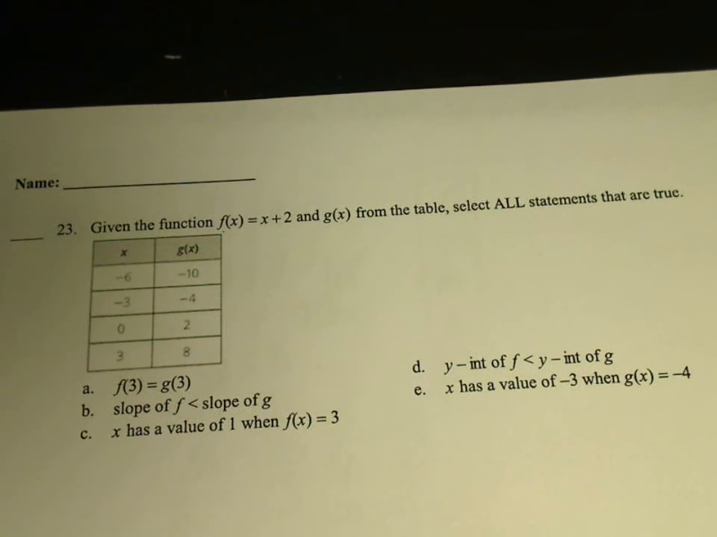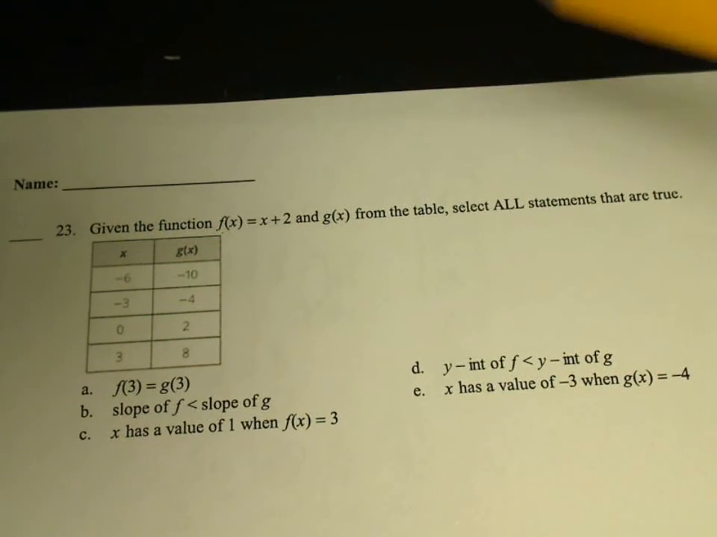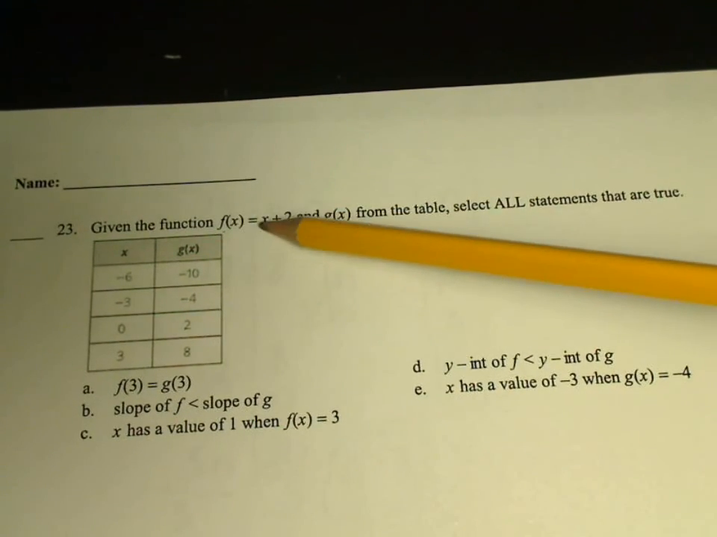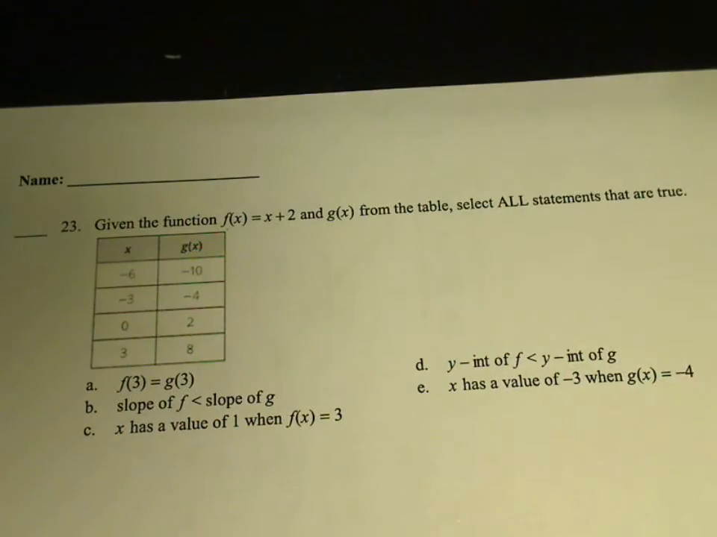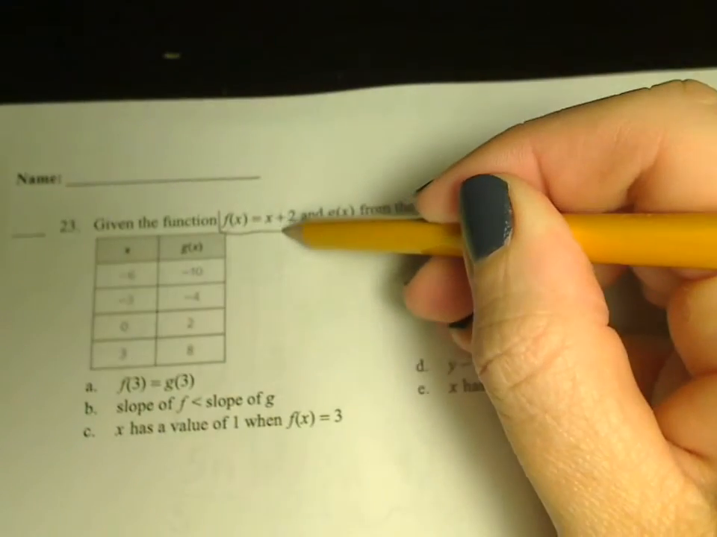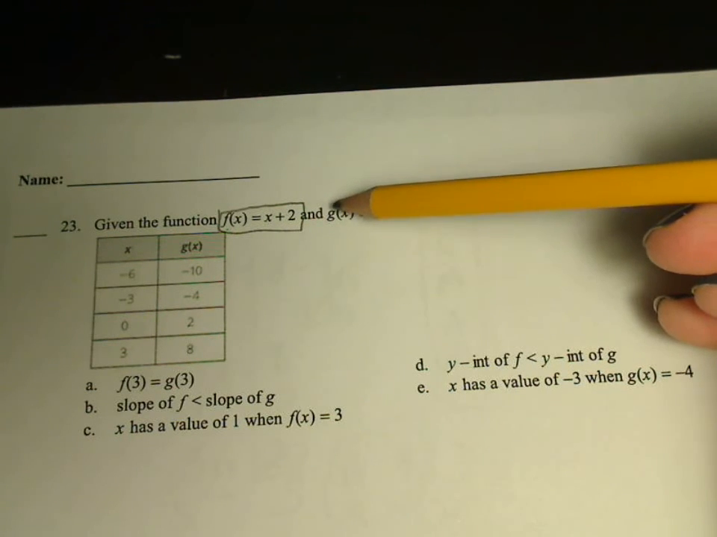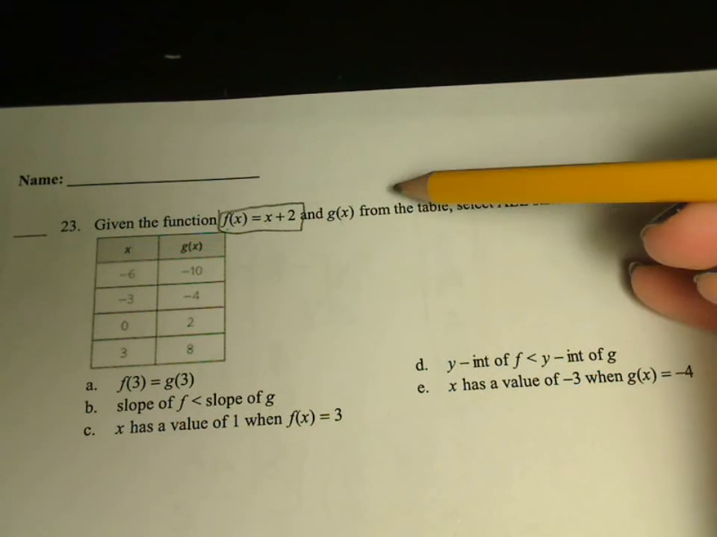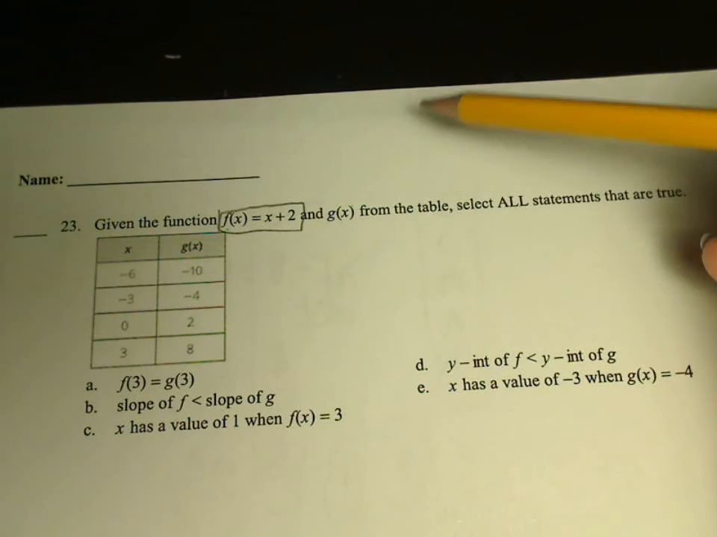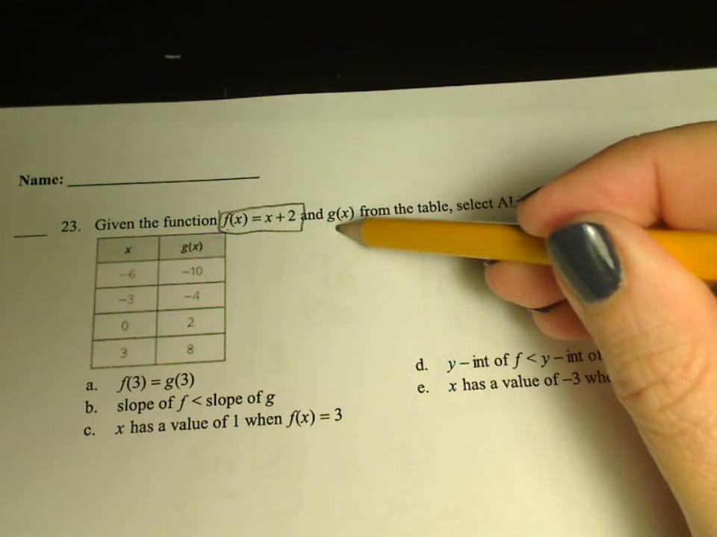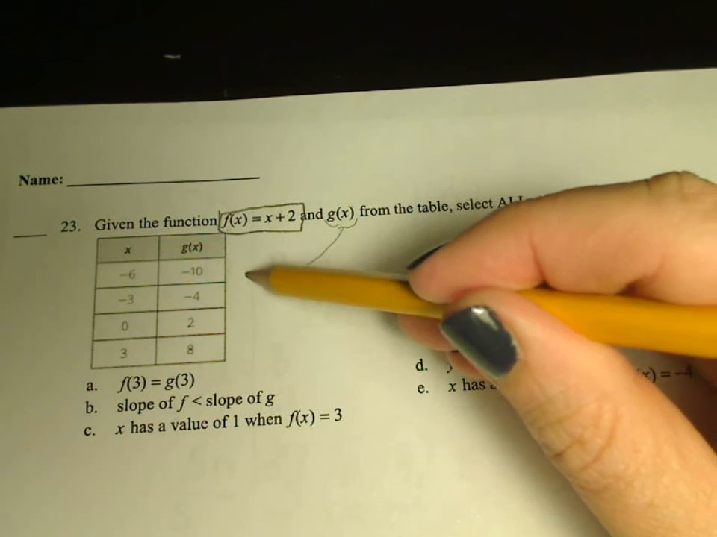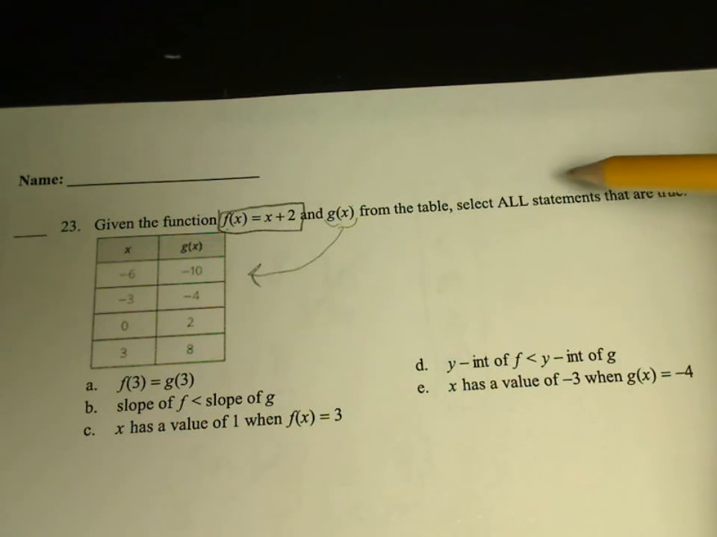So here it is. Now this seems like a lot, but we're going to make it where you're going to say, oh, that's not bad at all. Okay, it says given the function f of x is equal to x plus 2. That's one of our functions. And g of x from the table. So it's kind of like this equation, this function is in this table. Select all statements that are true.